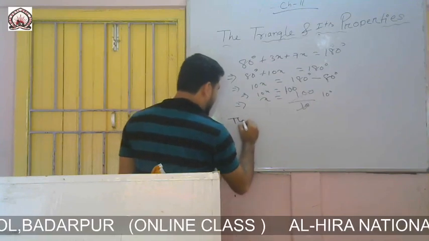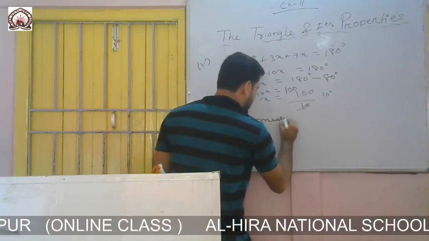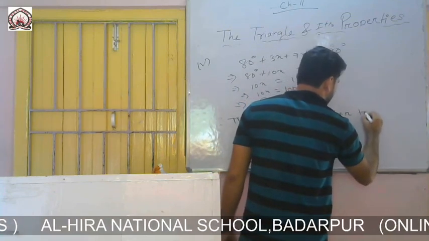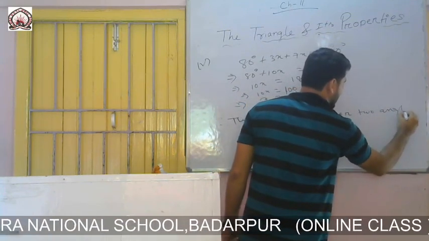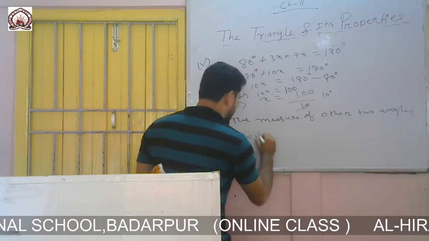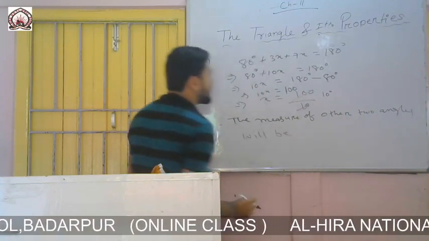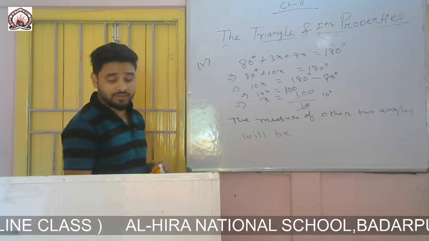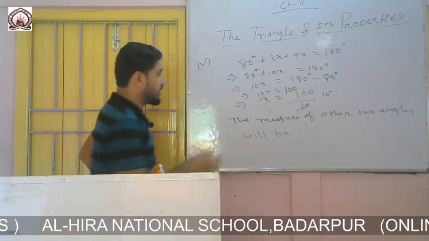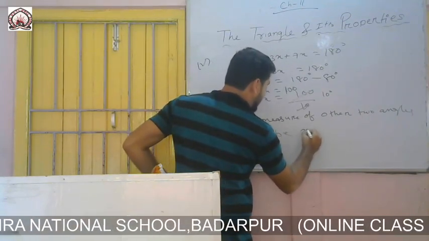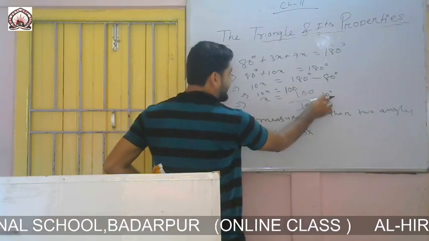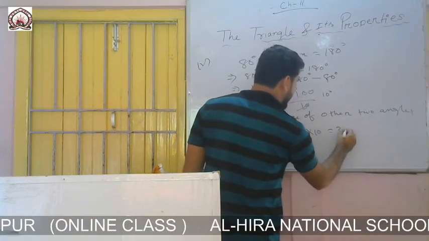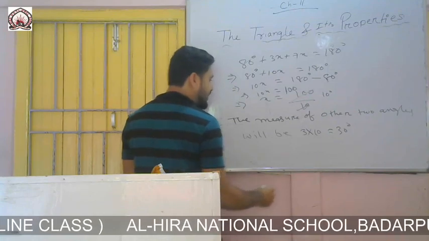Then we can find, therefore, the measure of the other two angles will be what? We have let the first one as thrice x. So it will become 3 into what? The value of x, that is 10, we will get what? 30 degree.